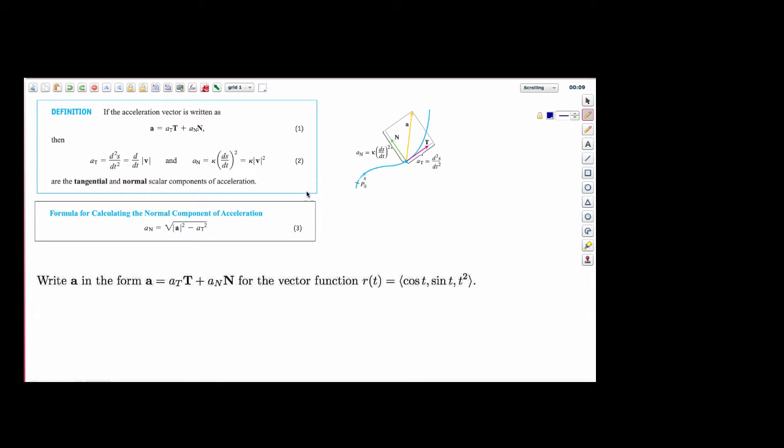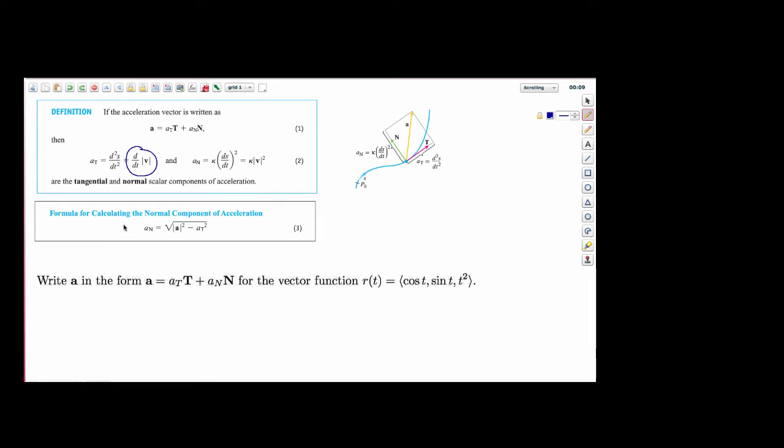In this lesson, we're going to do an example on finding the tangential and normal components of acceleration for a vector function. Recall that if our acceleration vector, a, is to be written as the tangential component of acceleration a sub t times T plus the normal component a sub n times N, then a sub t is the derivative with respect to t of speed, so the derivative with respect to t of the magnitude of velocity.